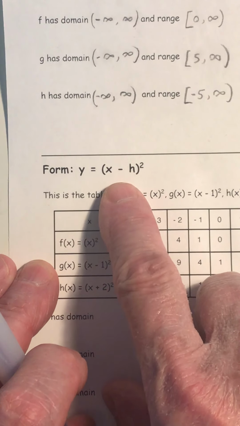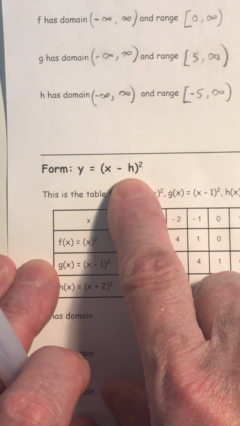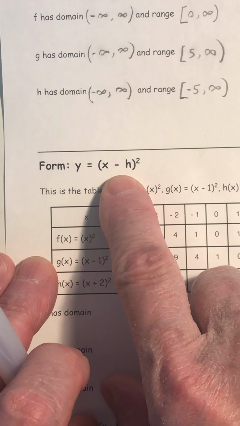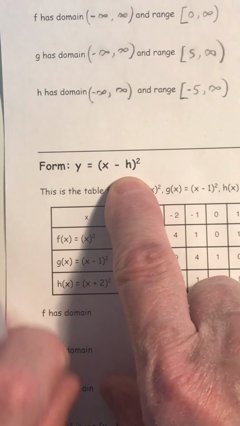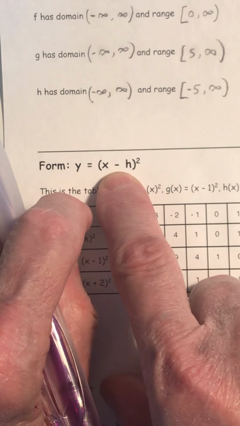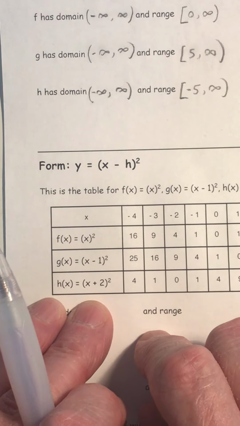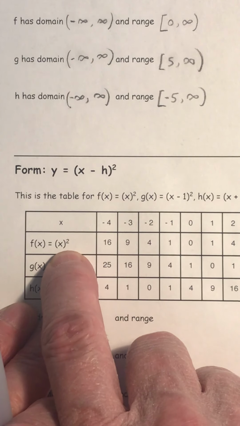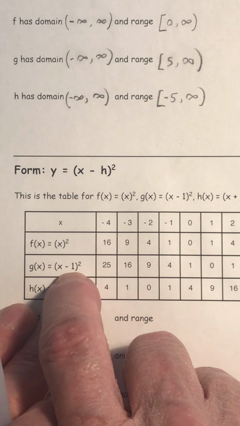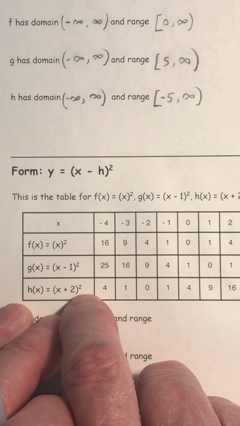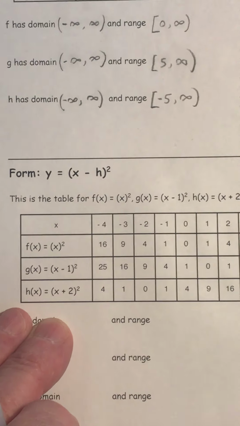We're going to look at this form of a parabola or quadratic equation where something is being subtracted from the x value before the squaring happens. So we're going to compare, again, plain old x squared, and then (x minus 1) in parentheses squared, and (x plus 2) in parentheses squared.